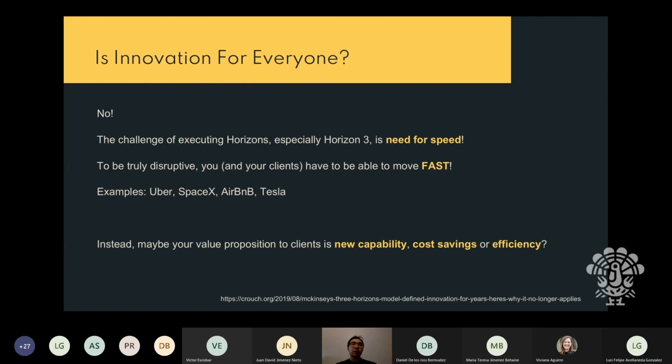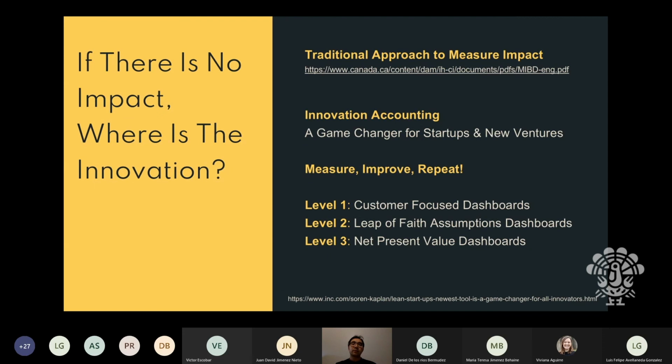And if speed is not your value proposition, then consider other things like new capability, cost saving, or efficiency that you can do very well to help your customer, better than your competitors. So if you cannot measure, you did not make a difference. What I'm trying to summarize here is that you need to measure, then improve, and repeat. You have to measure.